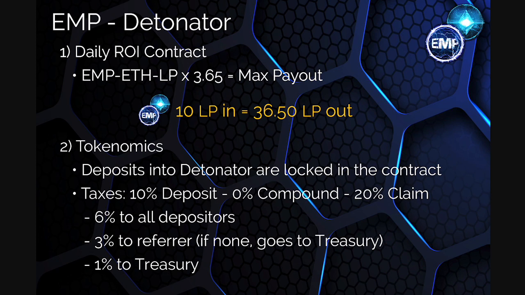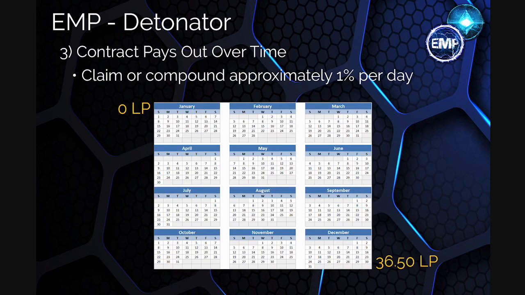All right, so let's go ahead and start to look at how the contract pays out over time. As we've said, it pays out every day, and it pays out approximately 1% a day. So using the same example that we've been using all along with the 10 LP deposit, and here we have a calendar. So if we started on January 1st and we put that 10 LP into detonator, we basically would be starting with 0 LP at that point as far as what we had earning back, right? Because that 10 LP is now gone. It's locked into the contract, and we're earning off of it every day.